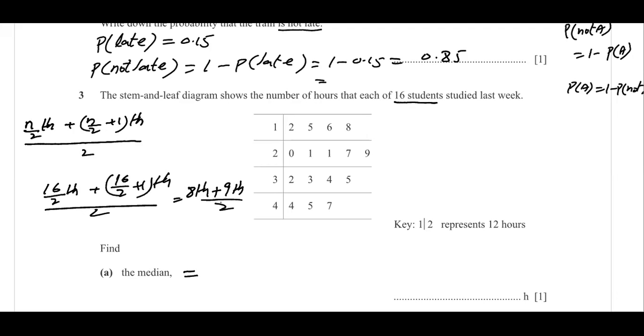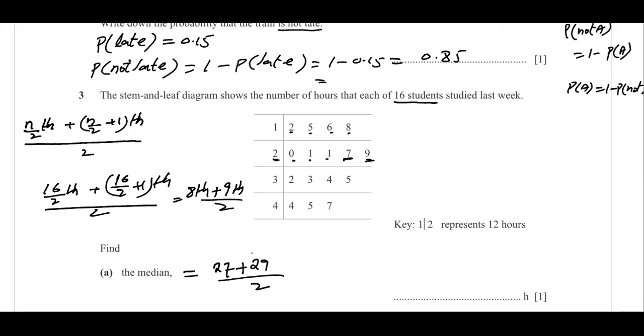So what is the 8th value? Start from here: 1, 2, 3, 4, 5, 6, 7, 8. This is the 8th value. You always have to write the value including the stem. This is 2, this is 7, so it will be 27, plus the 9th value. This is the 9th value. With the stem 2, you must write it, so this is 29.